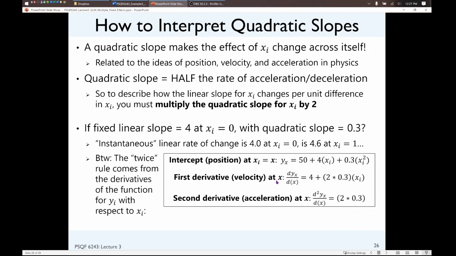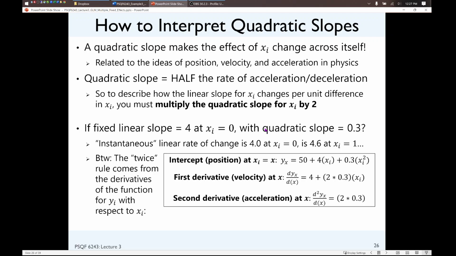If I compute the first derivative with respect to x, then what that entails is dropping out anything that doesn't have x as part of it, so the 50 is gone, dropping out the x, and so there's one left here, and then the exponent for it comes out in front to multiply the coefficient. That is then creating the second derivative, which is twice the quadratic slope. And if you're looking at this and going, yeah, I don't remember derivatives or instantaneous, that just means it is the slope of the line that is tangent to the curve at that point.